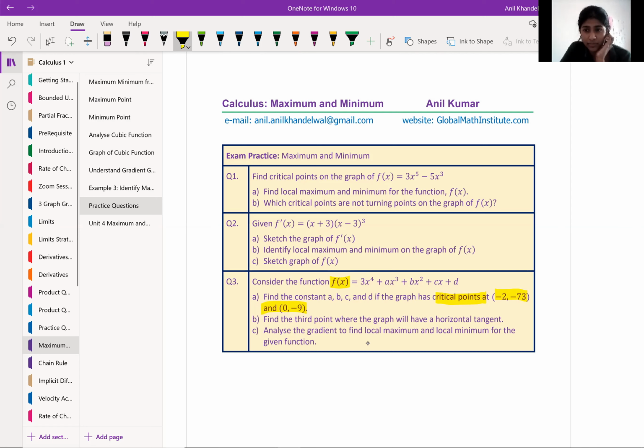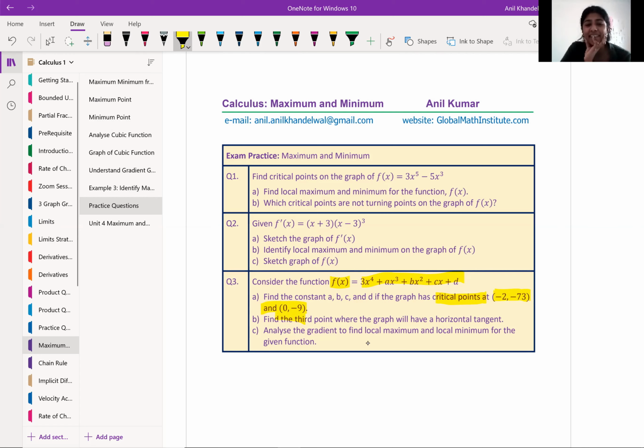Now, since I've given you 2 points, the important thing is that the points are on the graph. So if you plug in these 2 values, -2 for x and y value of -73, you get 2 equations from the f of x graph. Is that clear to you? Now, when you find the derivative, you can plug in these 2 values because these points are on the derivative also, but with zeros.